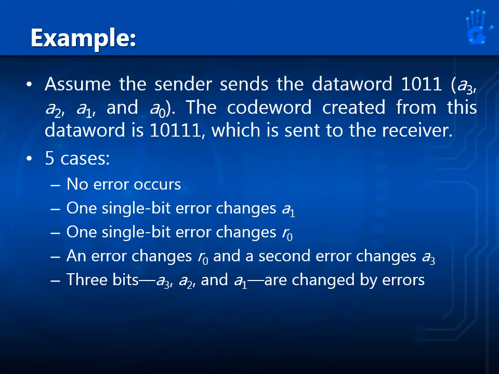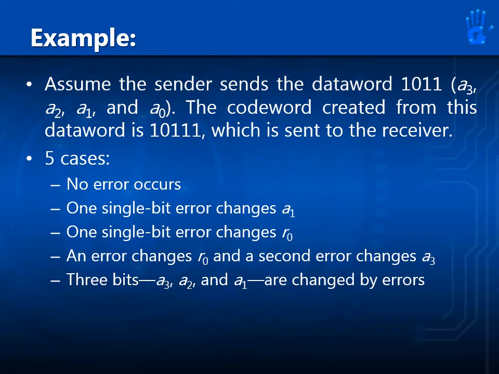Example. Assume that the sender sends the data word 1011. The code word created from this data word is 10111, which is sent to the receiver. As you can see, this is still even parity. In this scenario, 5 cases may occur. First, no error occurs. This is the best case scenario, of course. Next, one single-bit error changes A1.